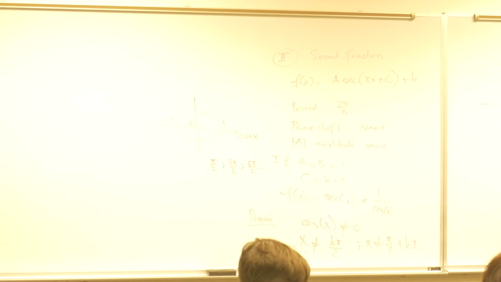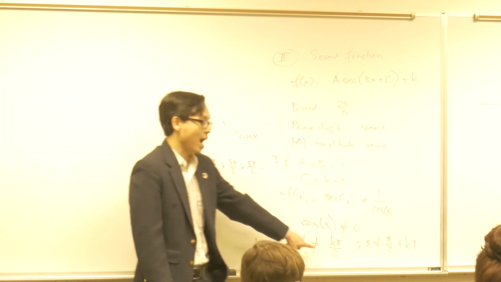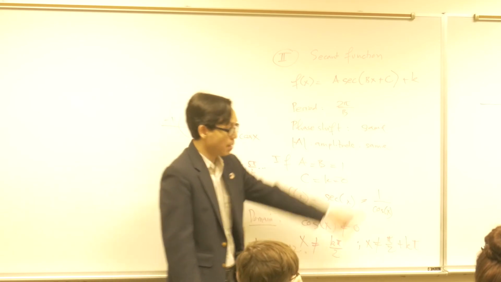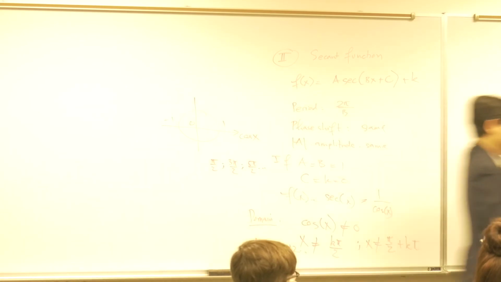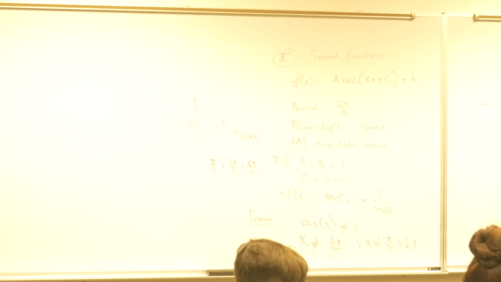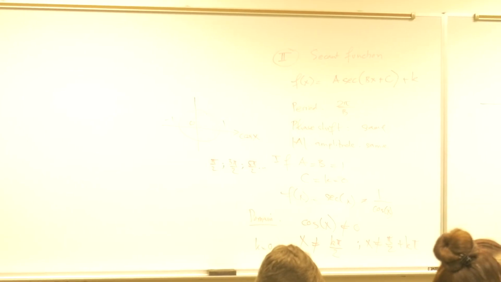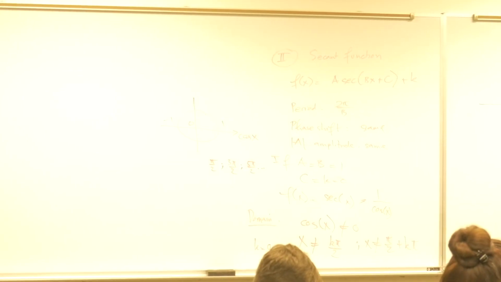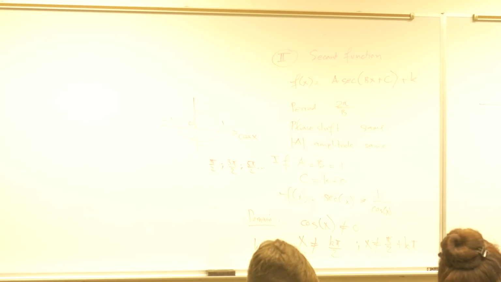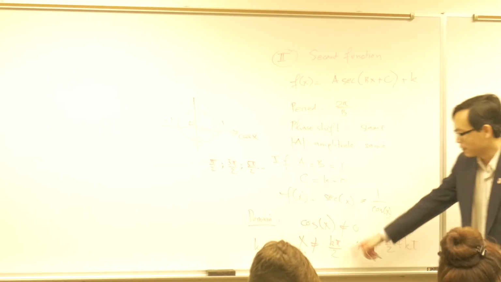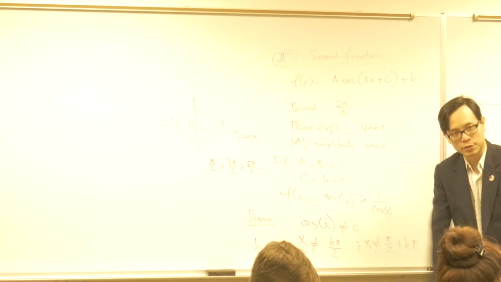Okay, so that would be the domain. We have the vertical asymptote right here, the same as that one. Because when x is different from k pi, we have vertical asymptotes at 2 pi, 3 pi, 4 pi. Okay? So right now, we have a vertical asymptote at pi over 2, 3 pi over 2, and so on.